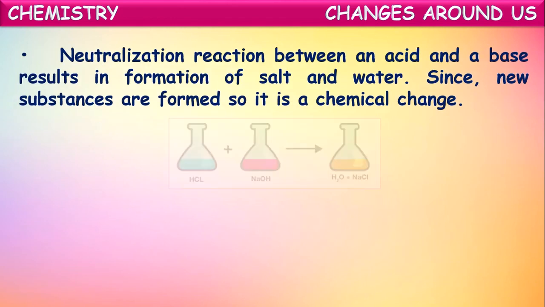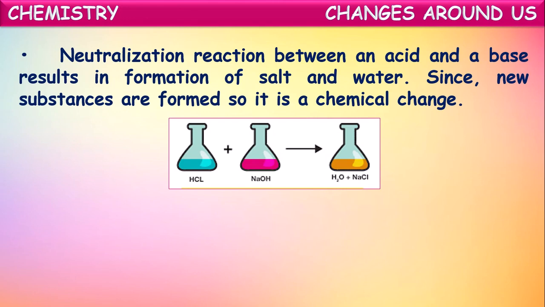Neutralization reaction between acid and base results in the formation of salt and water. Since new substances, salt and water, are formed in these reactions, these are also said to be chemical changes. We have studied a little about these neutralization reactions in the acids, bases and salts chapter. What you have studied there? In neutralization, an acid and base react with each other to form two new substances called salt and water. As new substances are formed in this change, that is said to be a chemical change.